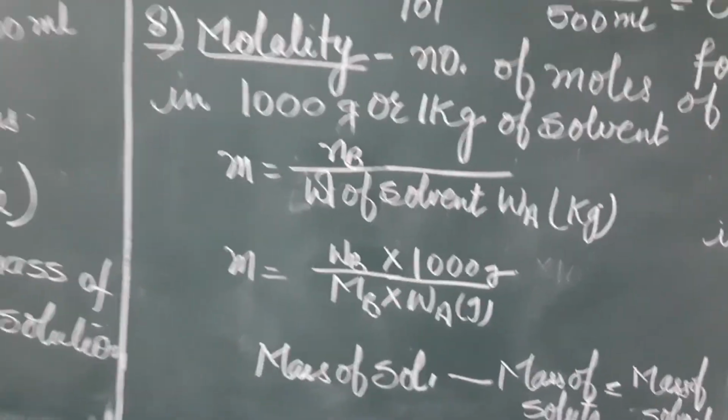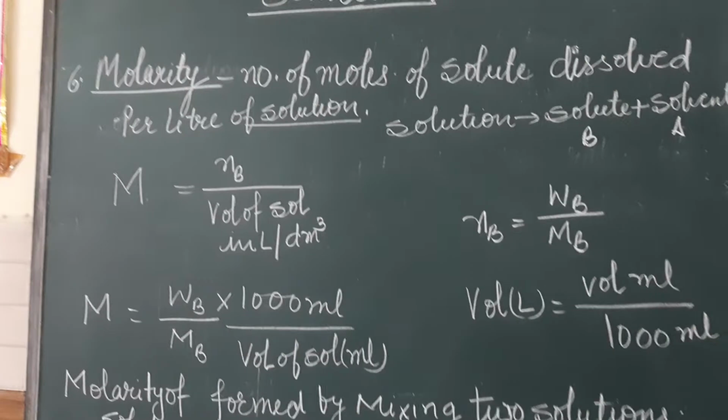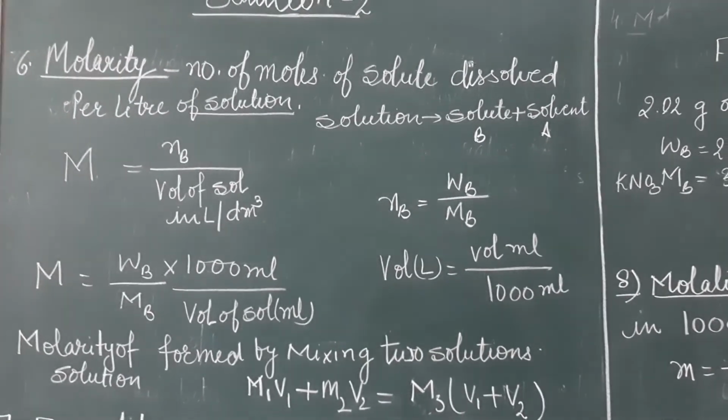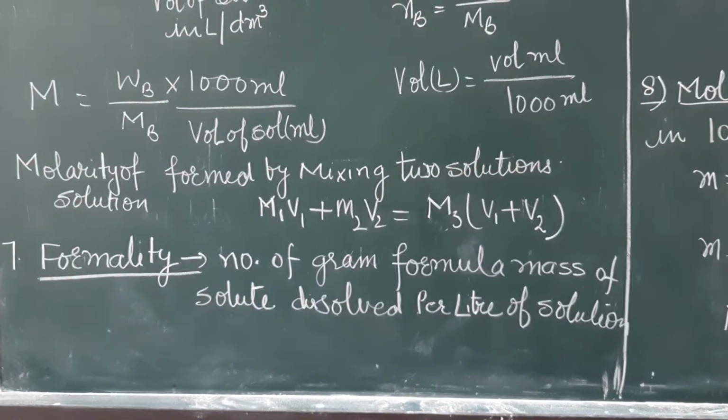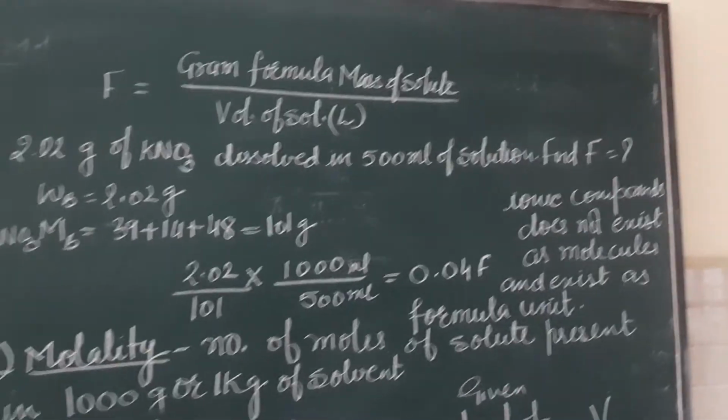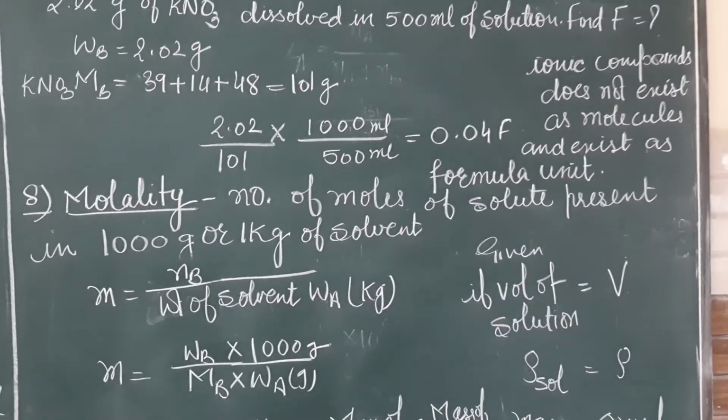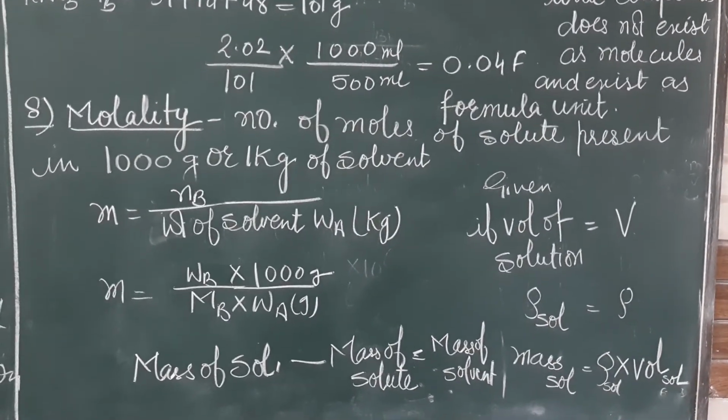I hope all of you understand what molarity is. It is used for covalent compounds. What is formality? It is used for ionic compounds. And what is molality of the solution? Thank you.